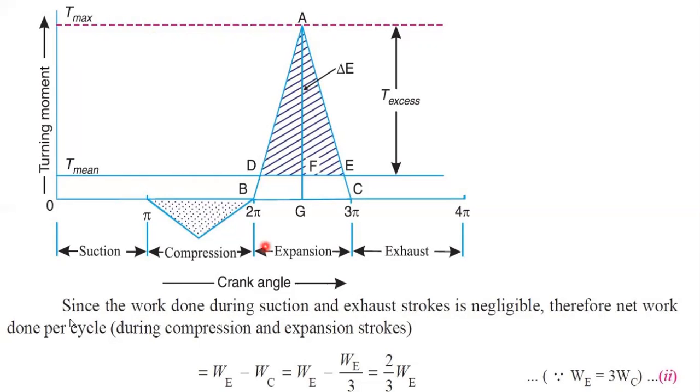So finally, what we're going to determine is, since the work done during suction and exhaust are negligible, therefore the net work done by the cycle is during the compression stroke. So expansion minus compression, work done during expansion minus work done during compression. Here they have given the hint that work done during expansion is 3 times that of compression. So in order to get the work done during compression, just bring the 3 downwards to the denominator. So finally we'll have work done during expansion minus work done during expansion divided by 3. So finally we'll have 2/3 of the work done during expansion.